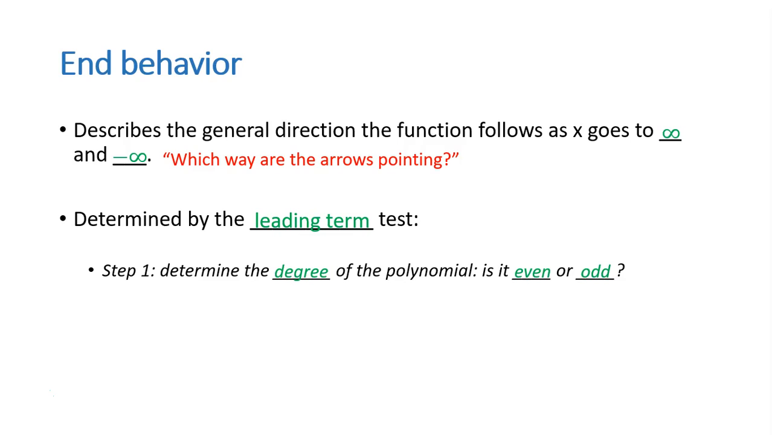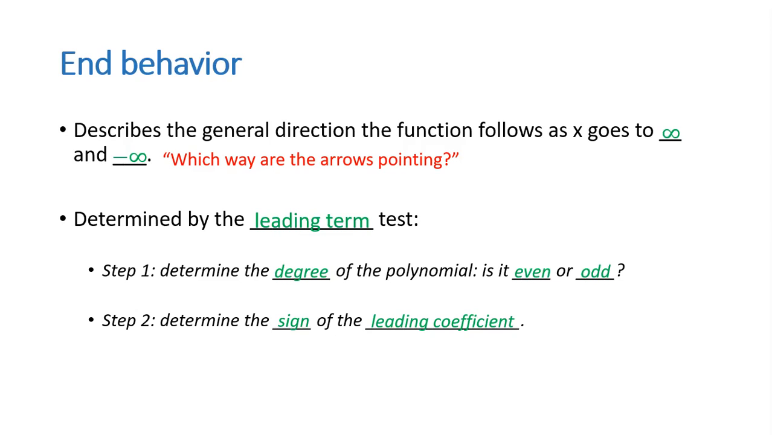We have a certain situation when the degree is even, so when our highest exponent is a 2, a 4, a 6, etc. And then we have certain things that happen when the degree is odd, so if it's a 3 or a 5 or a 7, so on and so forth. So determine the degree, is it even or odd? Second, determine the sign of the leading coefficient. So is it positive or negative?